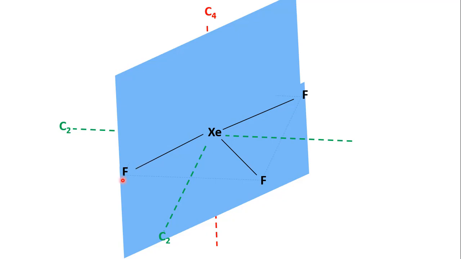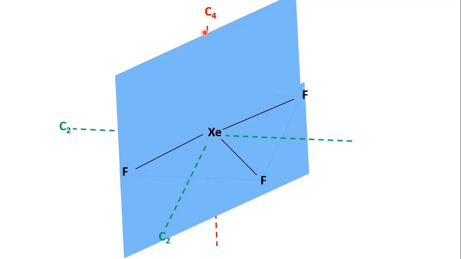So this plane is passing through fluorine, xenon and fluorine, and this plane bisects two C2 axes. This is one C2 axis behind the plane, this is one C2 axis in front of the plane, and this plane bisects the two C2 axes. This plane passes through the fluorine, xenon, fluorine bonds, and this plane contains the principal axis, which is C4 in this case.